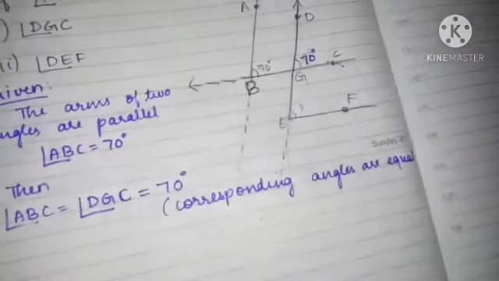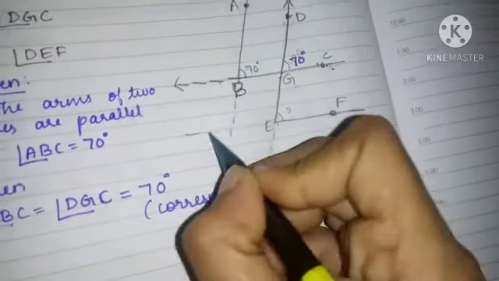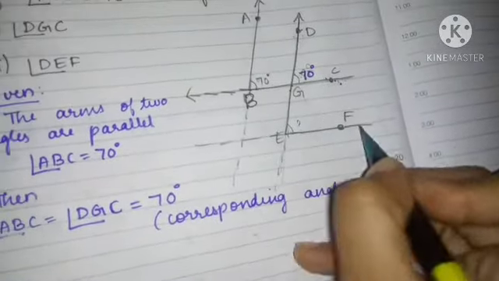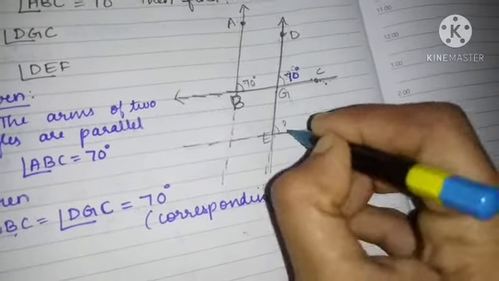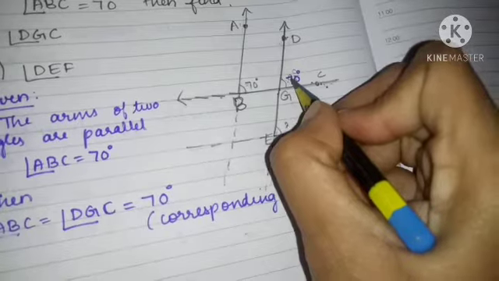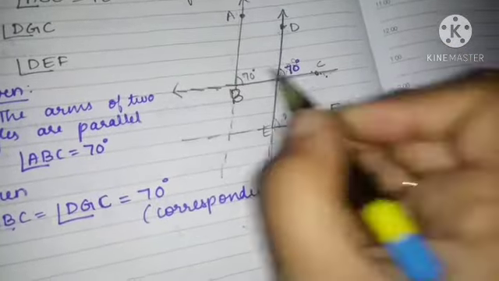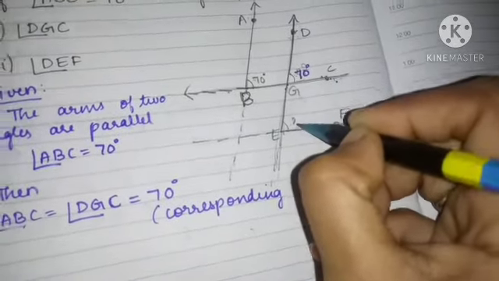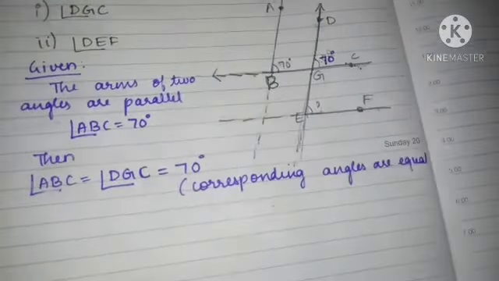Now just imagine a different figure. These two are parallel. This is one parallel line, this is one parallel line, you imagine, and this is your transversal. So we are supposed to find this, right? So this angle is 70 degree, which means this is also 70 degree. Why? Because both are corresponding angles, because these two are parallel lines and this is your transversal. So if this is 70 degree, this angle is also 70 degree.